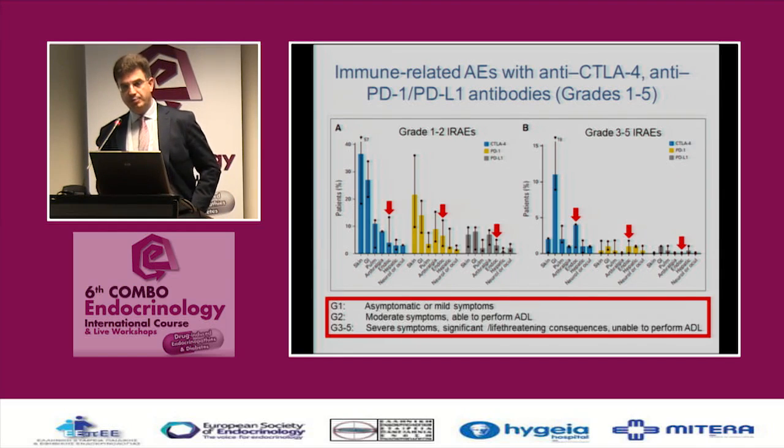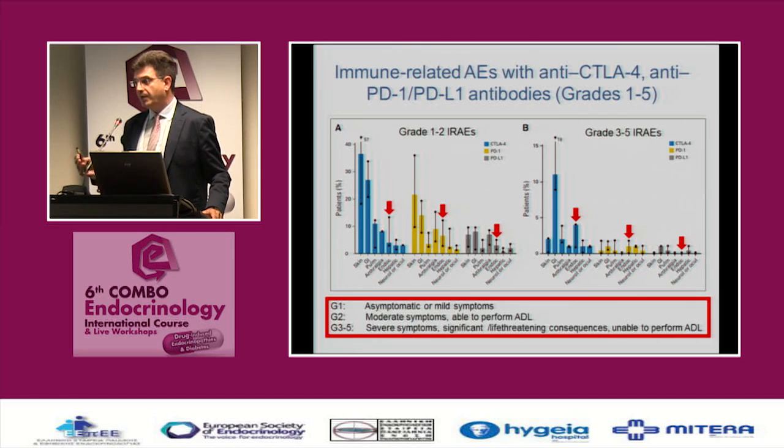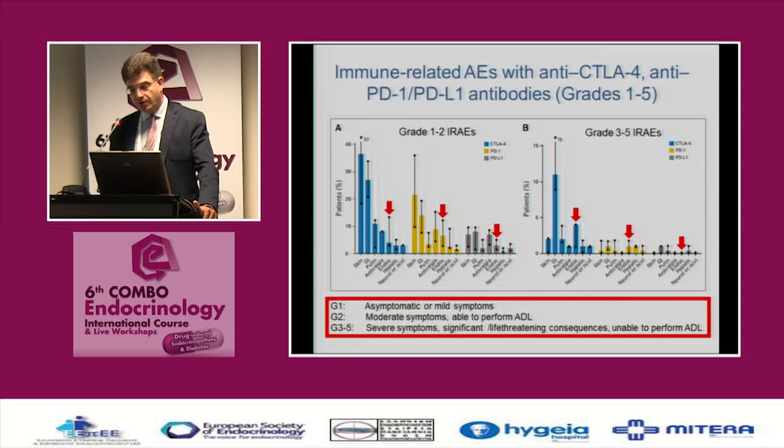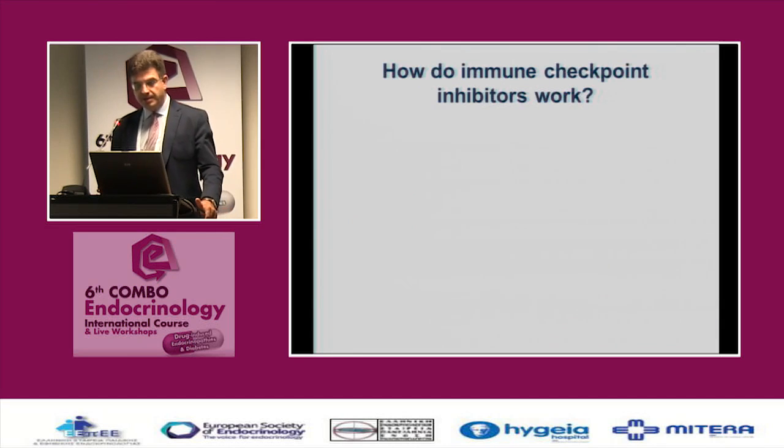What I think is important is to introduce ourselves to something that is very commonly used by oncologists, which is this grading system of adverse events, which ranges from G1 to G5. G1 is when side effects are asymptomatic or patients have very mild symptoms, but G2 refers to patients who have moderate symptoms and they are able to perform their daily activities. G3 to G4 are when patients have more severe symptoms that may interfere with their daily activities, and G5 is death.